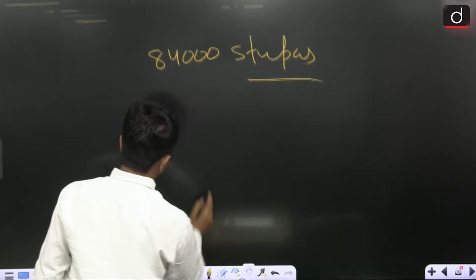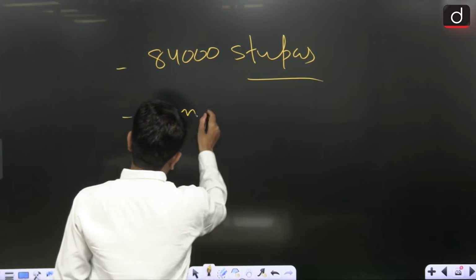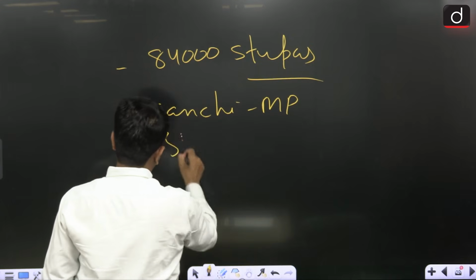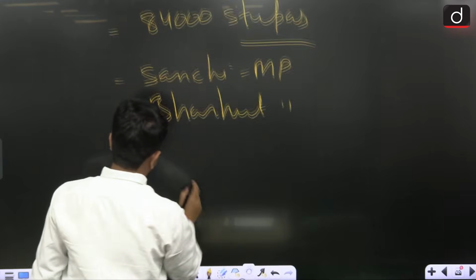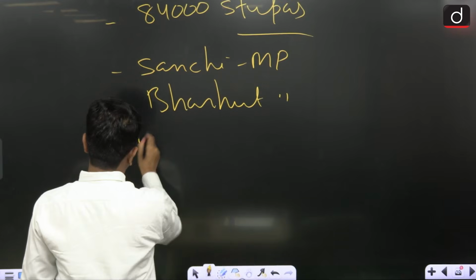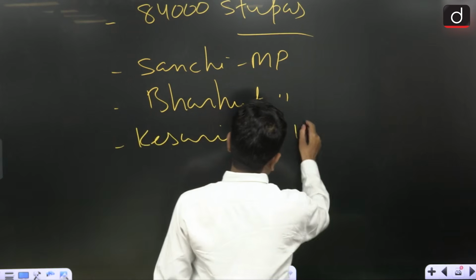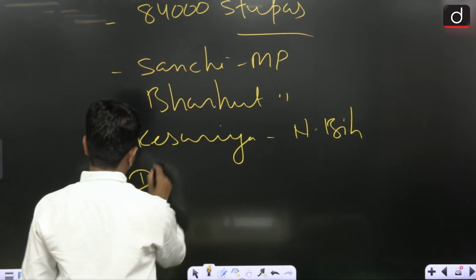The prominent stupas built by Ashoka are Sanchi Stupa. Where is Sanchi? Madhya Pradesh. Bharhut, Madhya Pradesh. Then Kesariya. Where is Kesariya? Kesariya Stupa is in North Bihar. Then we have Dharmarajika.